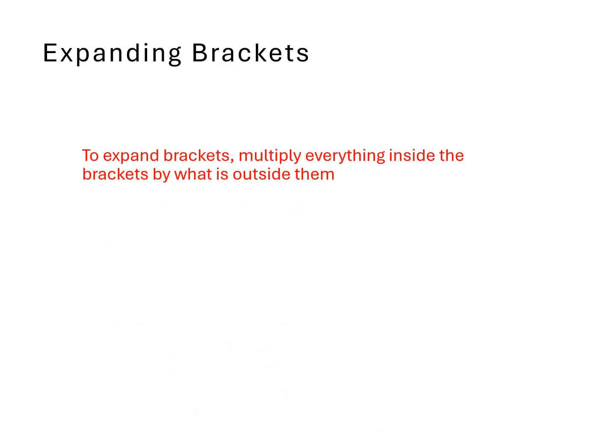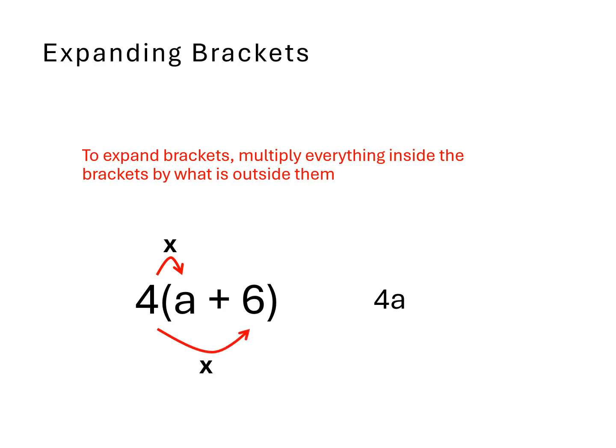Expanding brackets. To expand brackets, multiply everything inside the bracket by what is outside of them. So you have 4 times the bracket a plus 6. The 4 is multiplying a and 6. So 4 times a is 4a, the bracket means multiply. And then 4 multiplied by 6 is 24. So remember, 4 times a is 4a, plus 4 times 6 is 24.